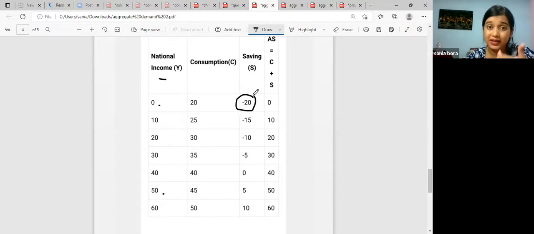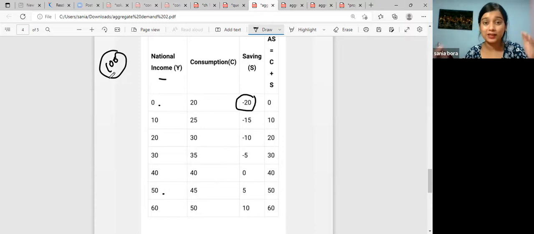So ma'am, why is it minus 20? See, your income is 0. But still you will consume something. So from where will you get the money? For example, you have savings of 100 rupees. From there only you will take out the money. When you take out money from savings, that is negative because you are deducting your savings. For example, you took out 20 rupees, so it is minus 20. You are going to consume 20 rupees, and from your savings you will get those 20 rupees. That's why your saving is minus 20. Clear? Yes, ma'am.